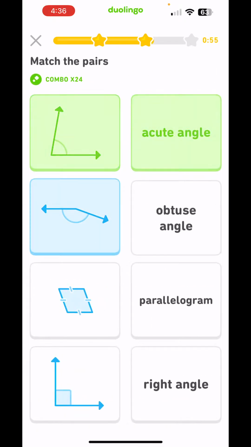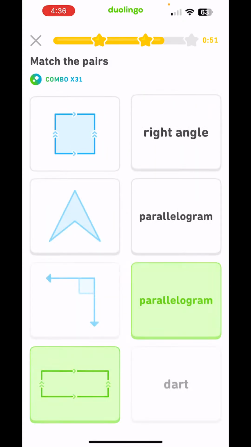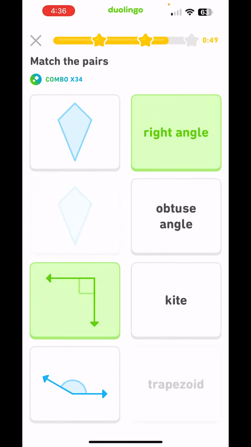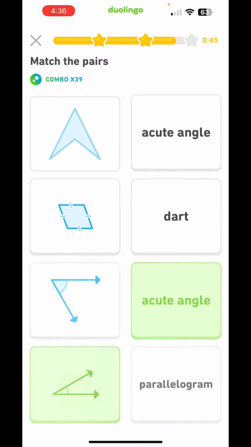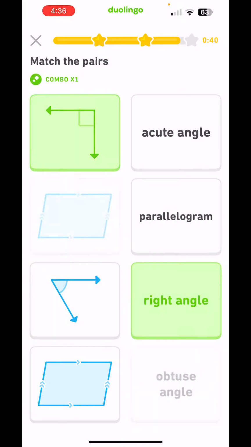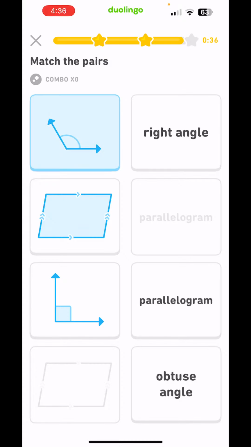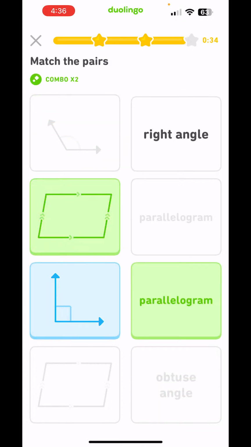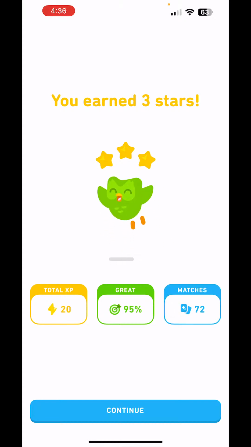Okay, we got acute, obtuse, parallelogram, right angle, parallelogram, obtuse, parallelogram, dart, right angle, obtuse, kite, trapezoid, acute angle, dart, parallelogram. Oh, that's not a right angle. That's a right angle. This is an acute angle, parallelogram. Oh gosh, obtuse, parallelogram, right angle. All right, and we earned 3 stars. So that is the way to do it.